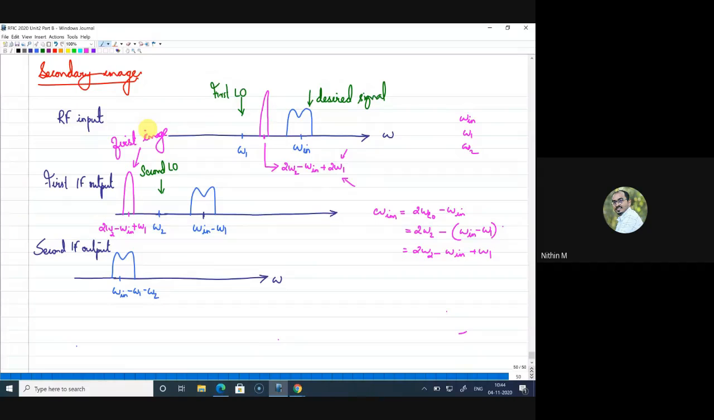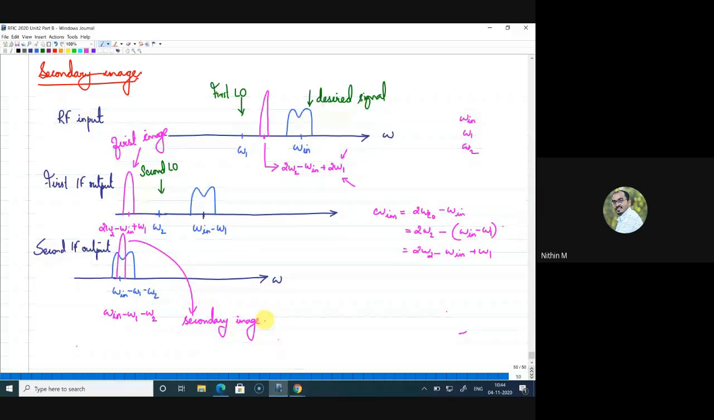Now, what will happen for the second IF output? At the second IF output, this ωin minus ω1 will be shifted to minus ω2 to this point. What about this? This also will be mixed, and this also will be shifted to the same point, right? So we can see that one image will be falling here. What is this frequency? It is ωin minus ω1 minus ω2. So this is actually your secondary image. And it is very much possible that a secondary image will occur at the second IF output.